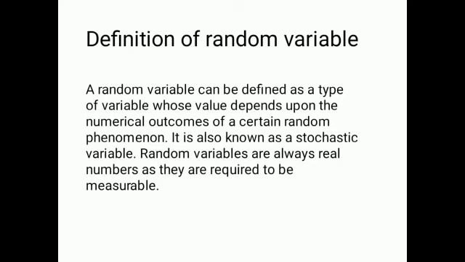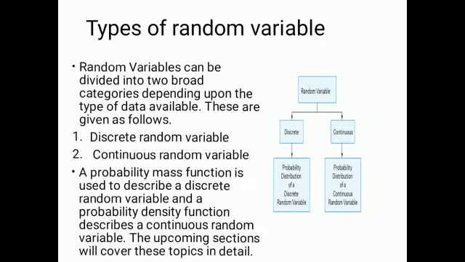A random variable can be defined as a type of variable whose value depends upon the numerical outcomes of a certain random phenomena. It is also known as a stochastic variable. Next, random variables are always real numbers as they are required to be measurable.